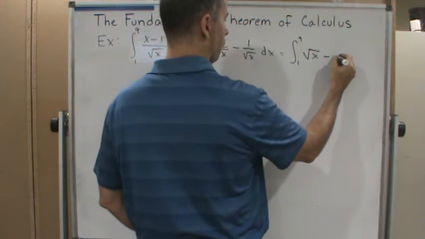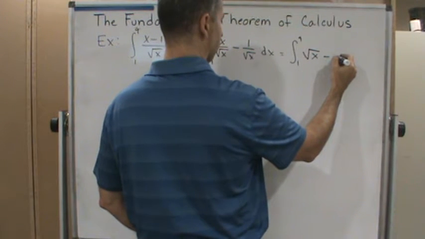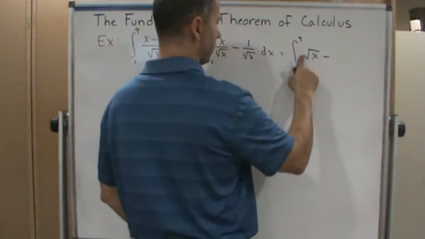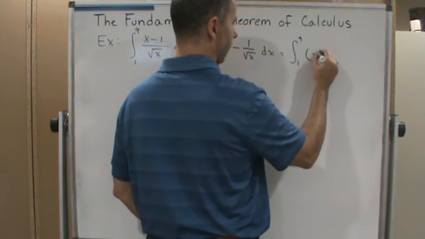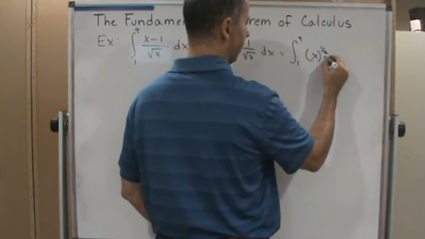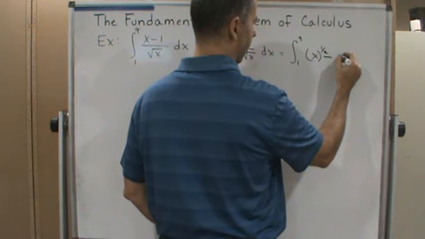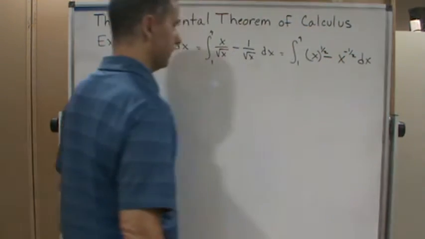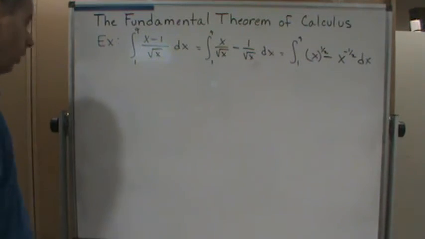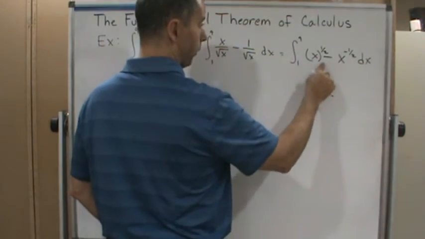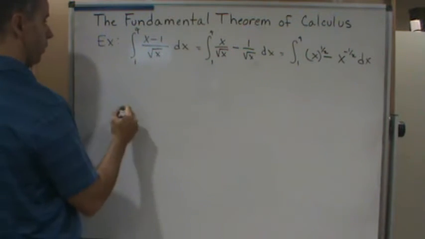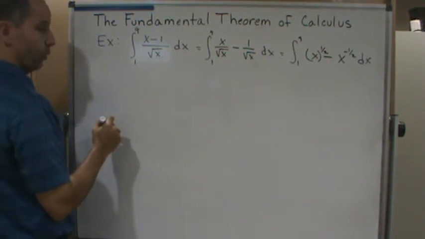Minus, well, 1 over x to the 1/2. So actually this is going to be x to the 1/2 minus x to the negative 1/2 dx. And so now I know the integral of both of these, and I can do it term by term. This is a continuous function from 1 to 9, no issues.